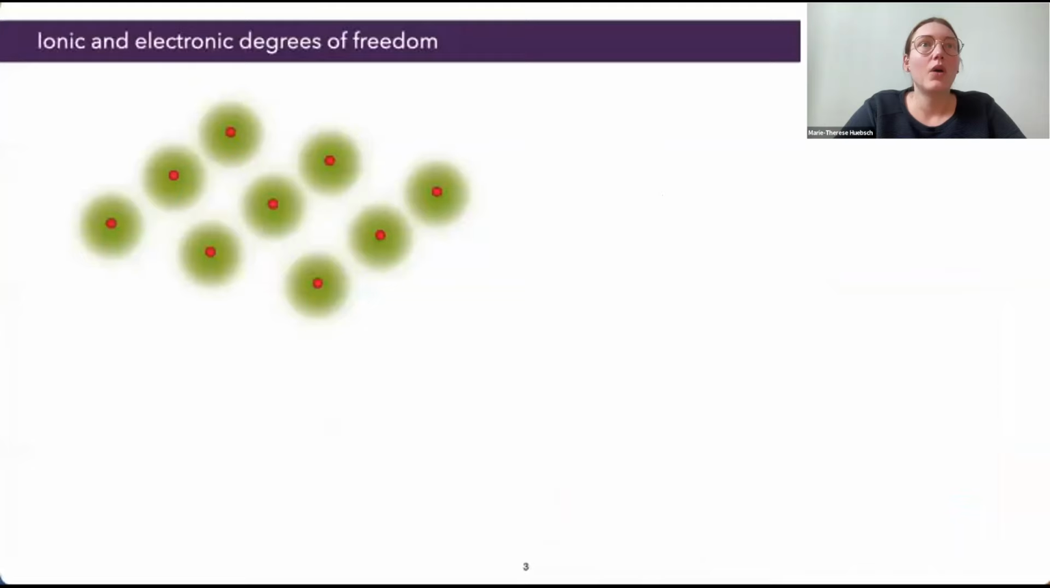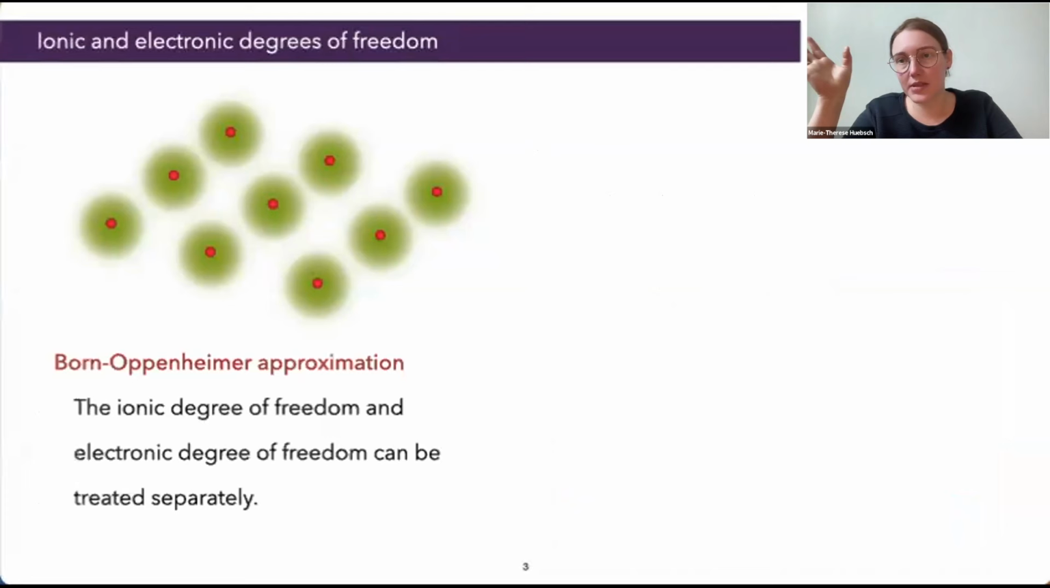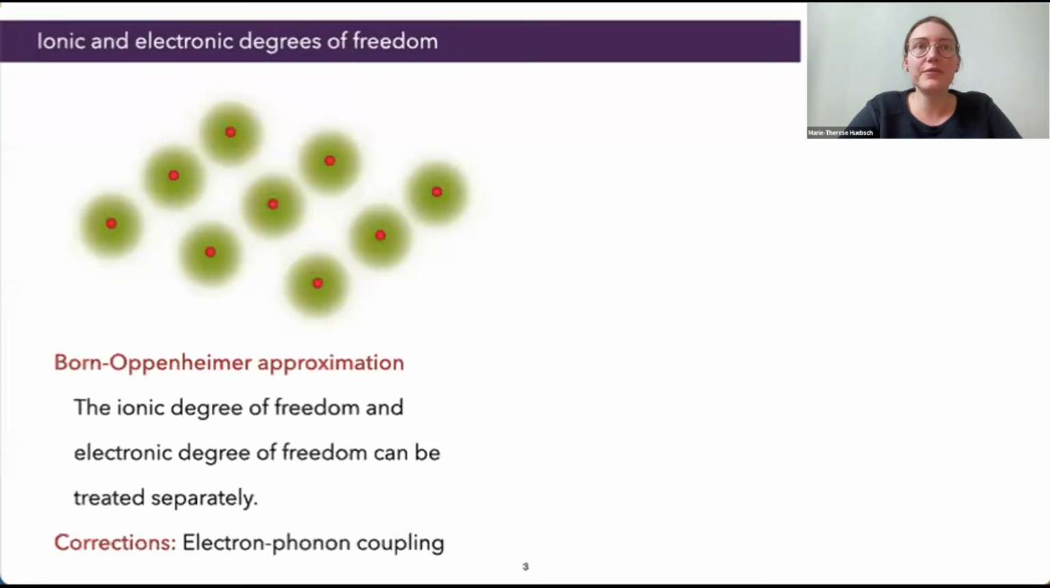In order to find this quantum mechanical state, we have to sort of look inside the atoms, where we find electrons and ionic nuclei. Let us make a very reasonable assumption right from the start. Ions move much slower than electrons. This allows us to apply the so-called Born-Oppenheimer approximation in order to separate the ionic and the electronic degrees of freedom and treat them separately. If necessary, we can later apply corrections like electron-phonon coupling, but for now, the degrees of freedom are separated.